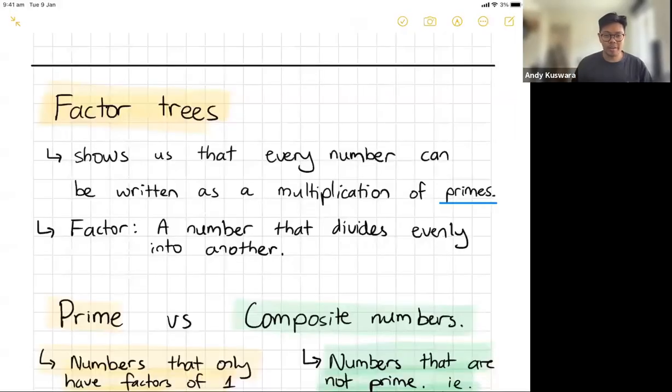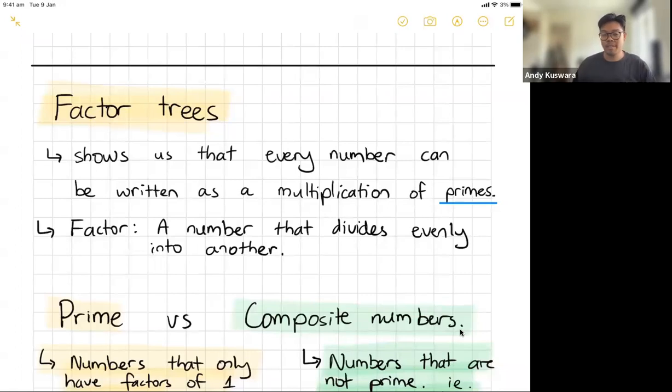So speaking of trees and logs, today we are working on factor trees. That's the lesson. So we're going to figure out what they are, what they do, and how to do it. A factor tree is basically a way that shows us that every number can be written as a multiplication of our prime numbers. Now, why we call them factor trees is a factor is another number that divides evenly and very nicely into another number.